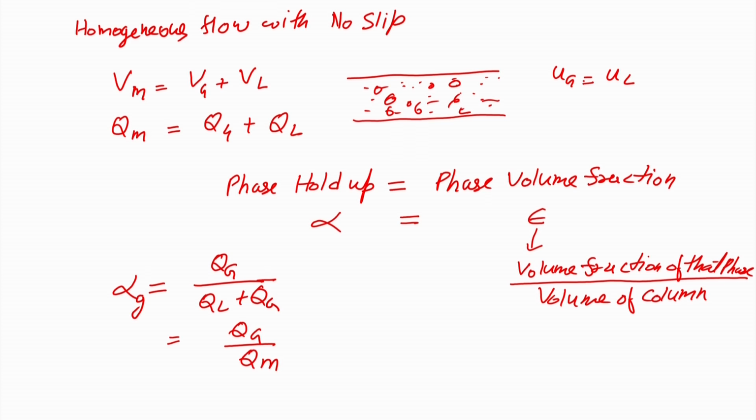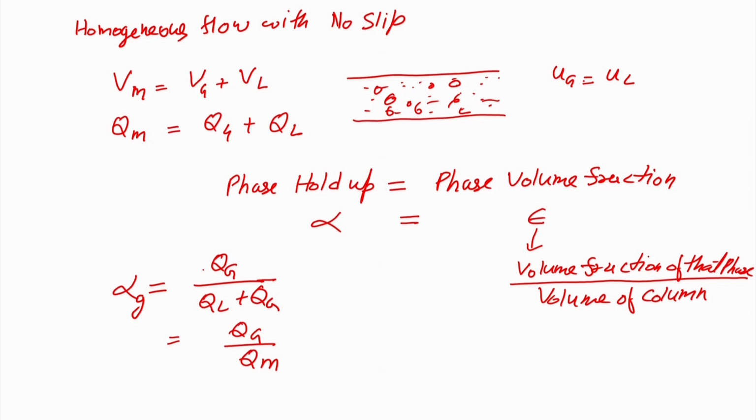And if there is no slip inside, it means both the phases are flowing together without having any difference in the velocity. So what will happen? Their phase holdup will be equal to the volume fraction. It means inside the column, they will occupy a similar fraction as per their flow rate. So if you do that, this is actually the same.